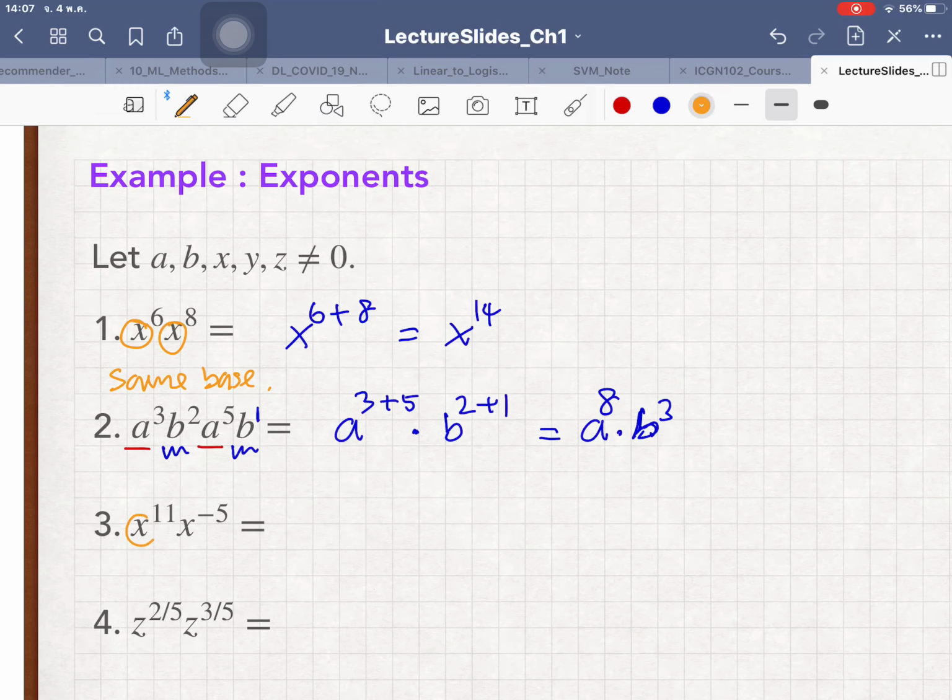In the next example, again, you have the same base of x. So in this case, you just add up the powers together. This will give you x to the power 11 minus 5. You're going to get just x to the power 6.